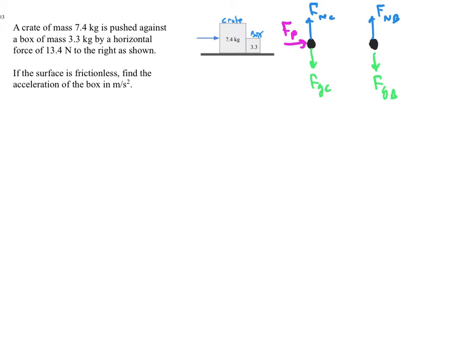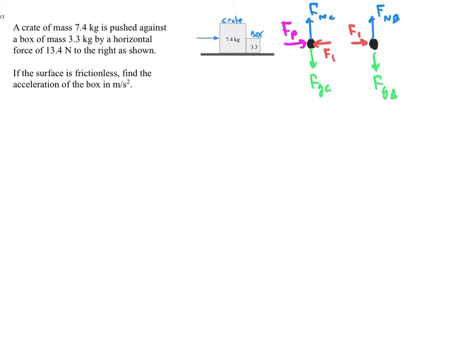And now I have to be careful, because the crate is trying to push into the box. So there'll be some force here, which I'm just going to call F1 for the moment. It's probably a normal force. I'm pushing in, but that means the box resists, and so there's a force pushing back like this. And I can use the same F1 because Newton's third law tells me that if the crate is pushing on the box, then the box is pushing back on the crate at the same strength.